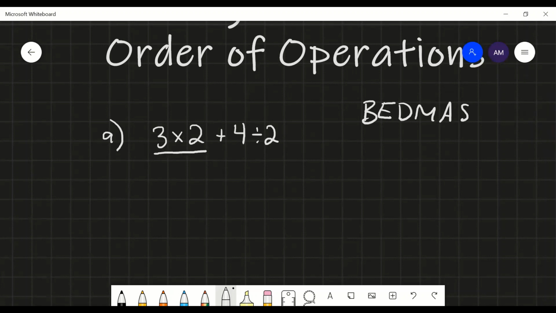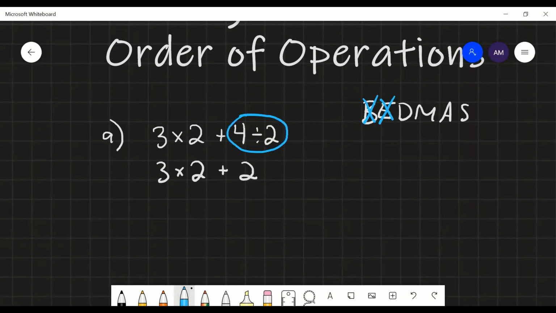So 3 times 2 plus 4 divided by 2. Are there any brackets? I don't see any brackets here, so that one's done. I also don't see any exponents, so this one is finished. But I do see a division. So let's do this division right here. 4 divided by 2 is 2. Now all the divisions are done. Next, we can look at the multiplications. Yes, there's a multiplication here. So 3 times 2 is 6.